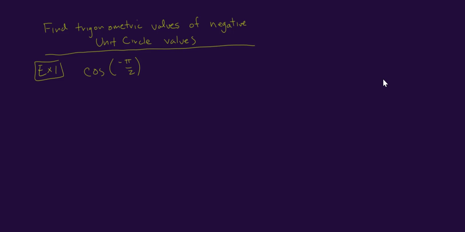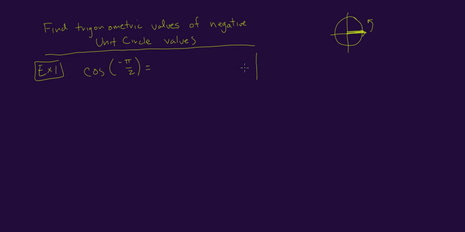Okay, this problem's asking us to find the trigonometric values of unit circle values, but they're in a negative direction. So remember, whenever we work with the unit circle, angles in standard position start from the positive x-axis and move counterclockwise. So therefore, when we're talking about negative angles, we're going to be moving not in a counterclockwise direction, but rather in a clockwise direction.